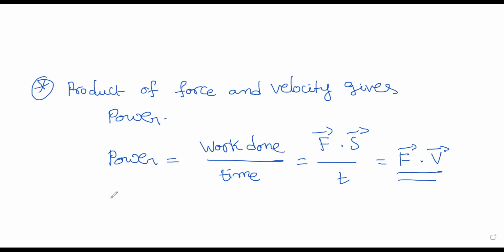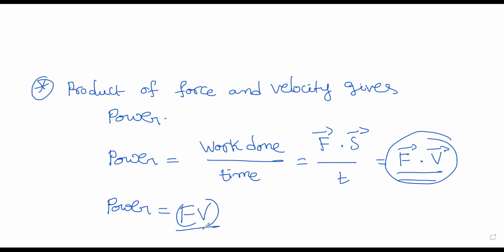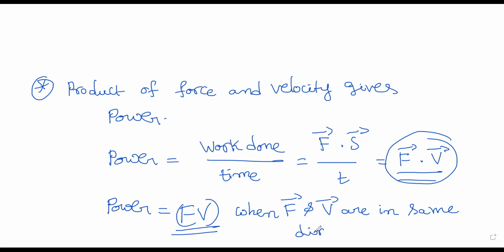But what is given here is the scalar form. Of course, power itself is a scalar. In the scalar form, the force and velocity vectors have the same direction, so it is simply the product of force and velocity. This is when f bar and v bar are in the same direction. Under these conditions, power is force into velocity. Based on this concept, we are going to solve the question.